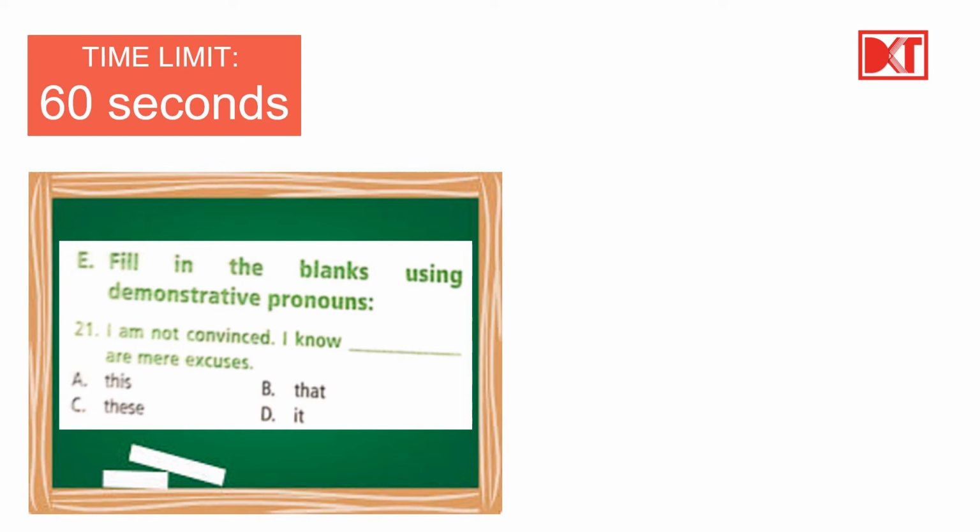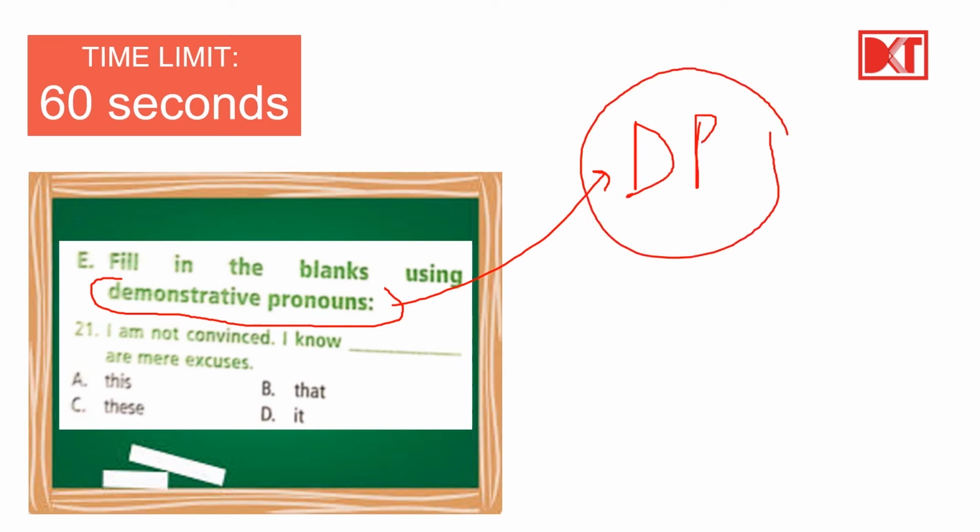So now the question is, fill in the blanks using demonstrative pronouns. I am not convinced. I know dash are mere excuses. So first of all, we should know what demonstrative pronouns are. हमने अभी सीखा था. Quick revision कर लेते हैं. Demonstrative pronouns are the ones which point towards certain things. 4 demonstrative pronouns हमने पढ़े हैं. This, that, these and those. For singular as well as plural.